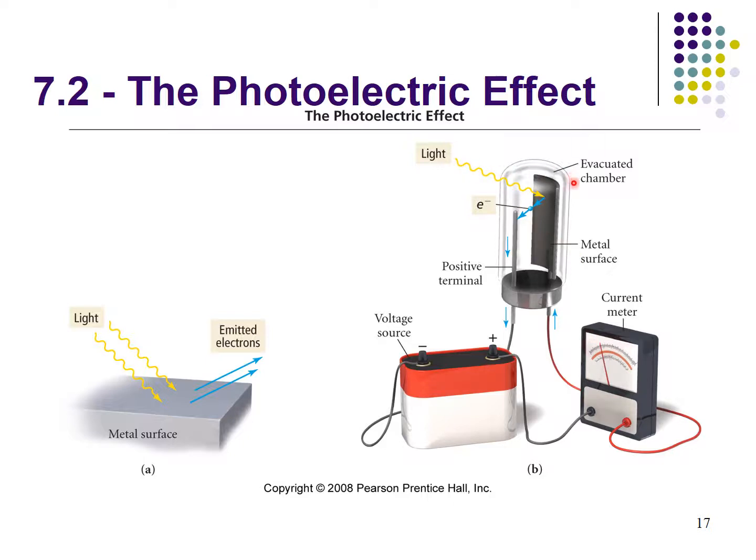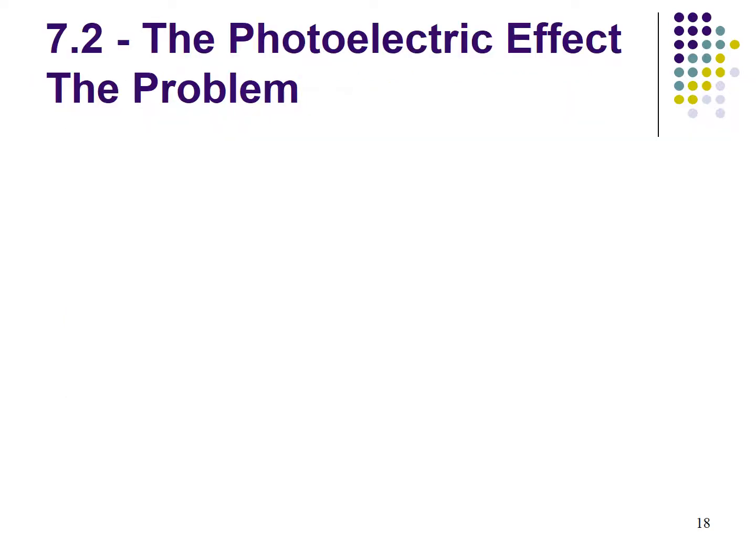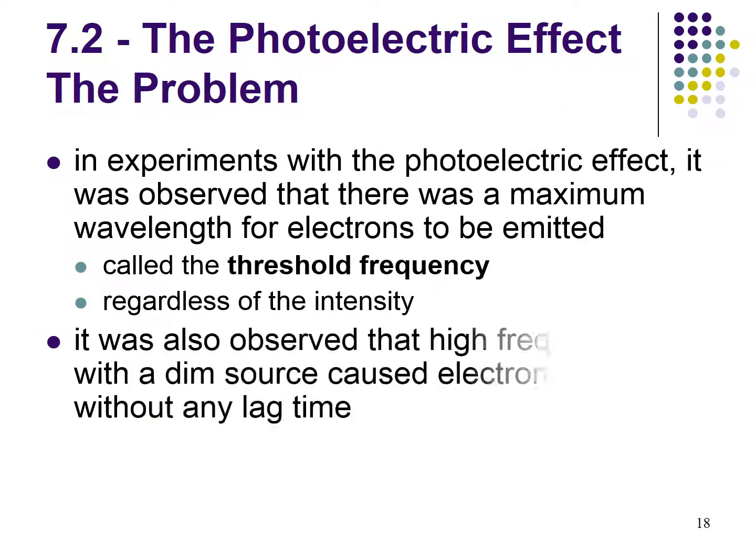So light hits, electrons leave, it goes to a cathode, which the electrons are attracted to, and the voltage is registered, so we know exactly how many electrons have been emitted. It's how much frequency, or the amount of energy, that it takes to remove an electron. So there's a maximum wavelength that can be used to get these electrons to be emitted.